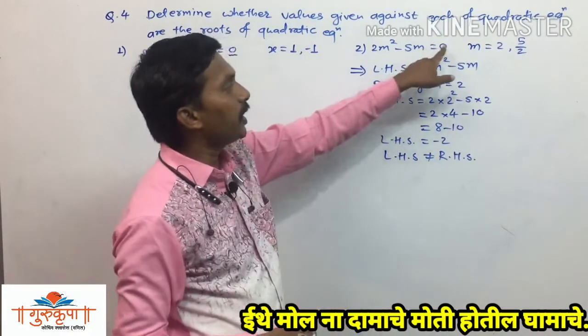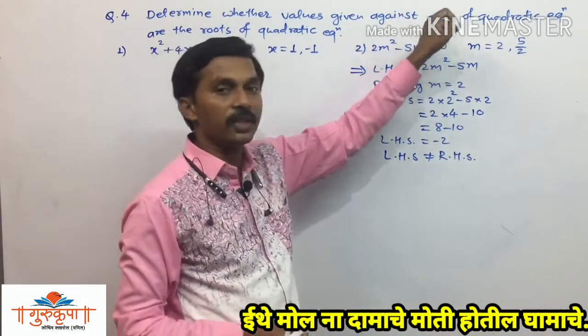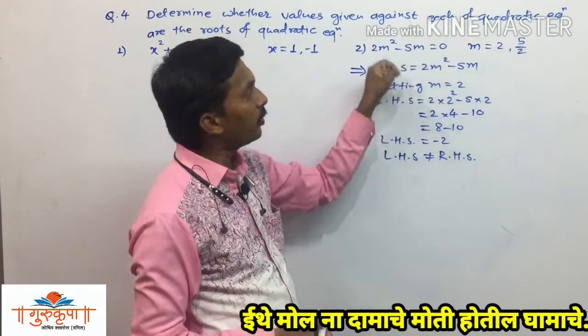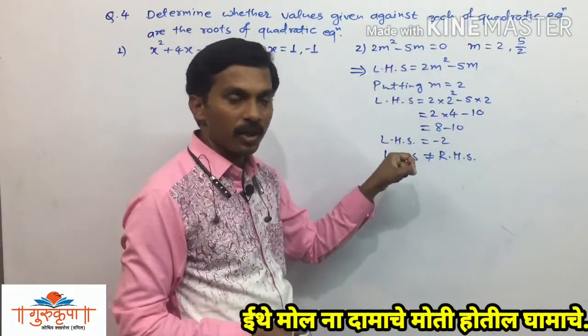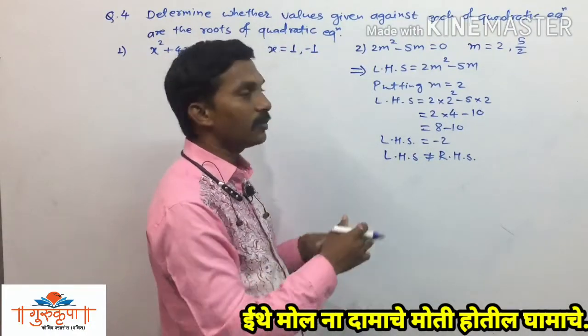No need to simplify RHS, already RHS is 0, and if some different terms are given there in the right side, then we have to solve the RHS also, and after simplifying LHS and RHS, we have to decide whether they are equal or not.